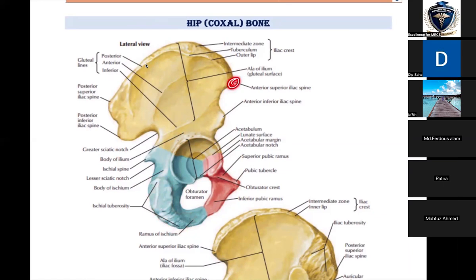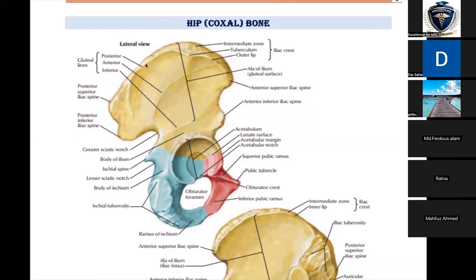What is this? Someone tell me, what is this? Anterior superior iliac spine. And what is this? Anterior inferior iliac spine. What is this? Posterior superior iliac spine. And this one? Posterior inferior iliac spine. Okay, and this one? The ischial tuberosity. Very good. This is ischial tuberosity, and this one is the acetabulum. And particularly this one, we have discussed this thing in the abdomen class, and this is called the iliac crest.